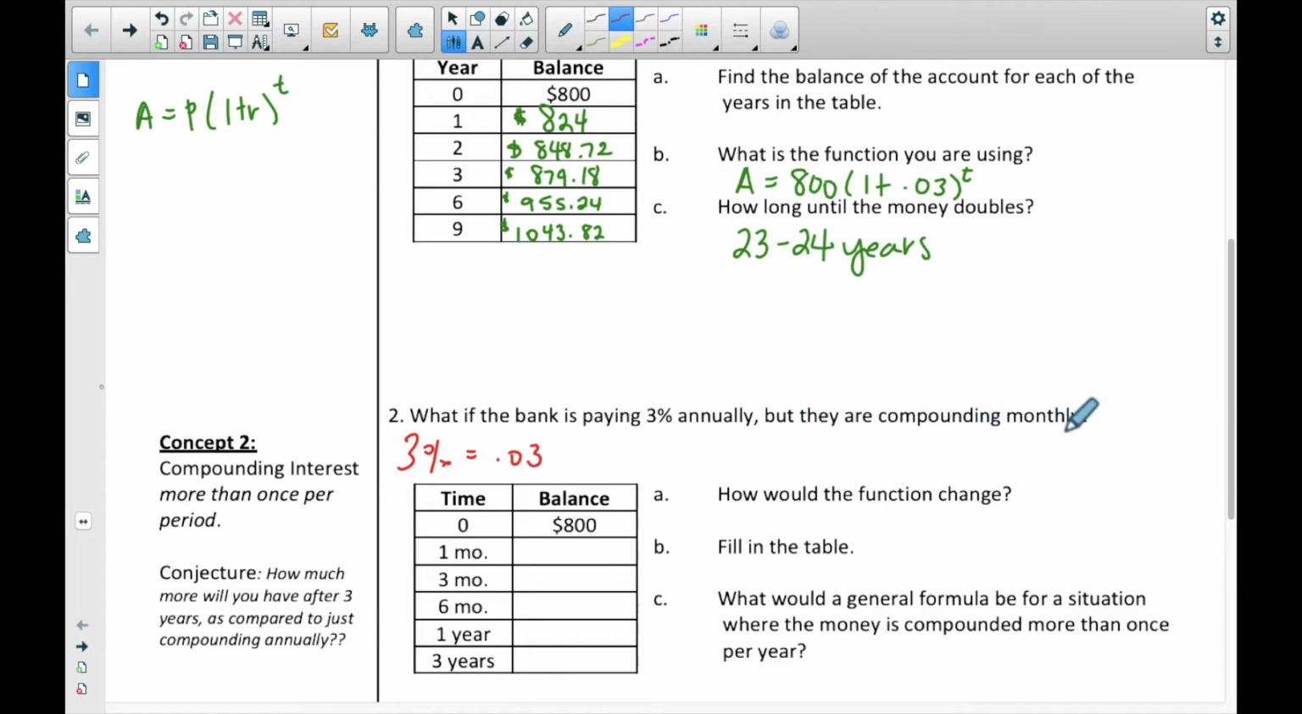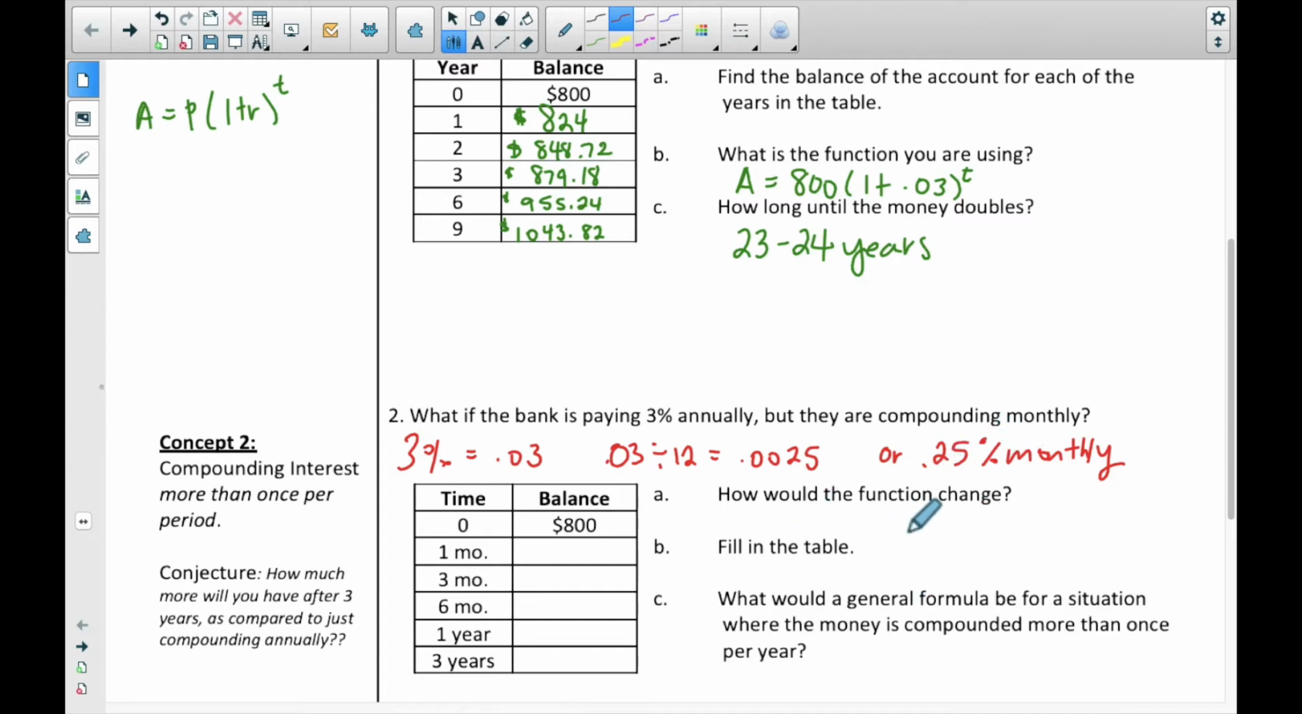But if they're compounding monthly, they're not giving you 3% every month. They're giving you 3% every year. So in other words, we need to take 0.03 and divide that by 12. And so if I go to my calculator and I divide that by 12, and why am I dividing by 12? Because it's monthly. There's 12 months in a year. So if I take this and divide by 12, I get 0.0025. And that is 0.25% monthly. So they're giving you 3% annually, but 0.25% monthly.